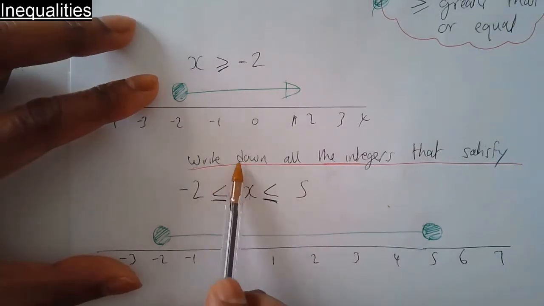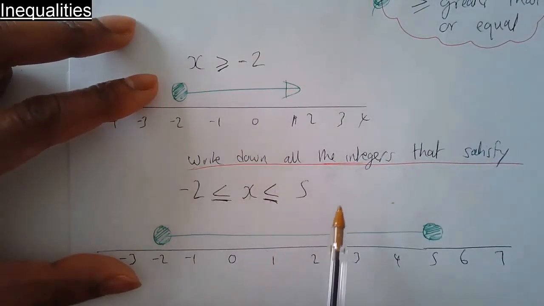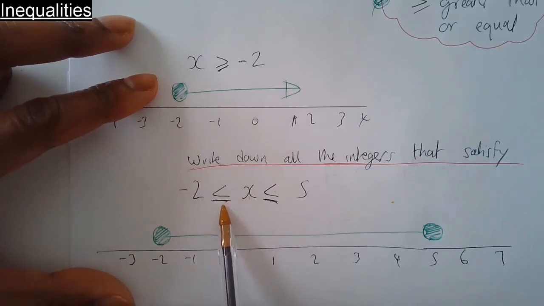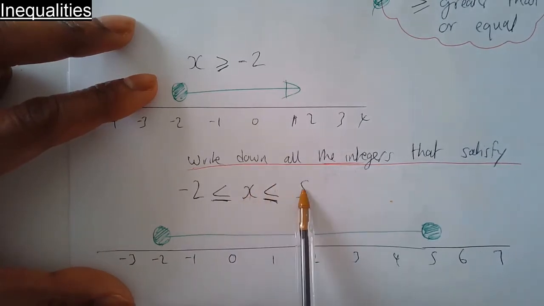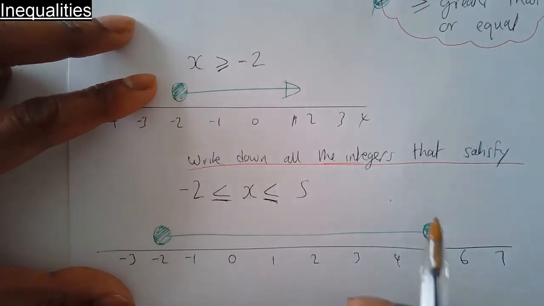Okay, write down all the integers that satisfy this inequality. Integers are whole numbers, can be negative numbers. So what are the numbers? x has to be less than or equal to 5, but bigger than or equal to -2. So all the numbers are listed here. So you'd write down all the numbers between -2 and 5.